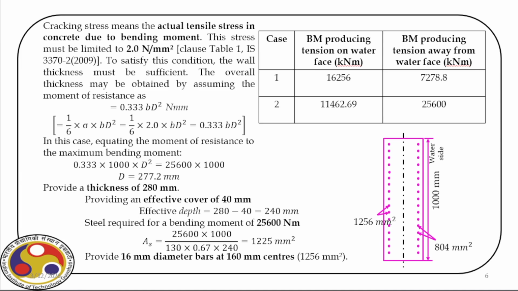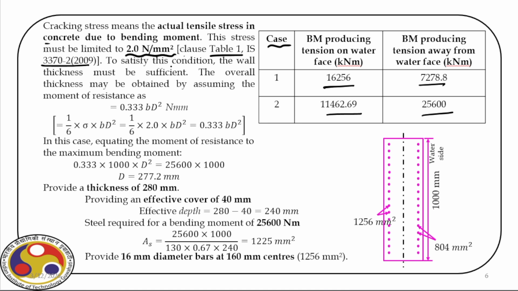Now let us start the design. So we have two different cases and two different locations. So altogether we have 4 different bending moments, as you can see in this table, to consider, and then based on that we will design the complete section and find out the steel requirement. Now for that, again, the actual tensile stress in the concrete due to bending has a maximum permissible limit of 2 Newton per millimeter square. Again, you refer to table 1 of this code.